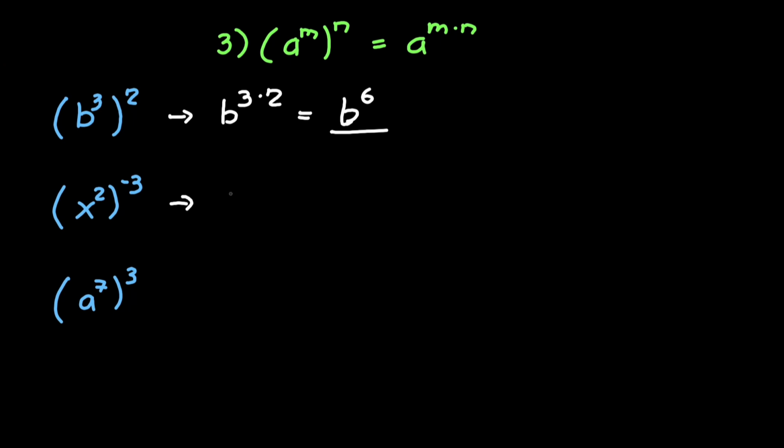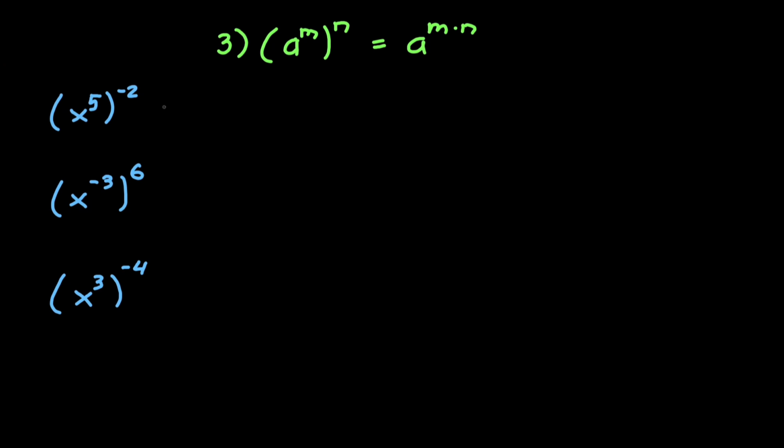Next up is x squared, all raised to the power of negative 3. It would be x raised to the power of 2 multiplied by negative 3. 2 multiplied by negative 3 would be negative 6. A raised to the power of 7, all raised to the power of 3. It would be a raised to the power of 7 multiplied by 3. 7 times 3 is 21. So the final answer would be a raised to the power of 21.